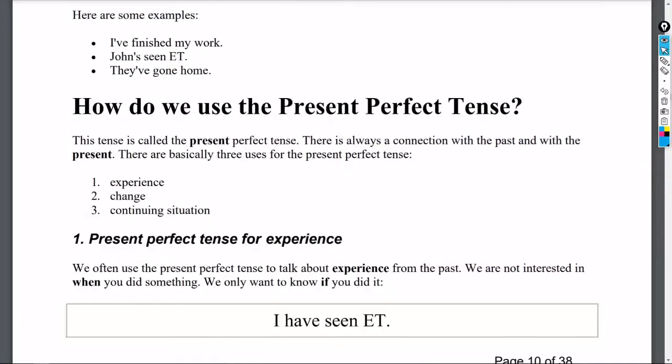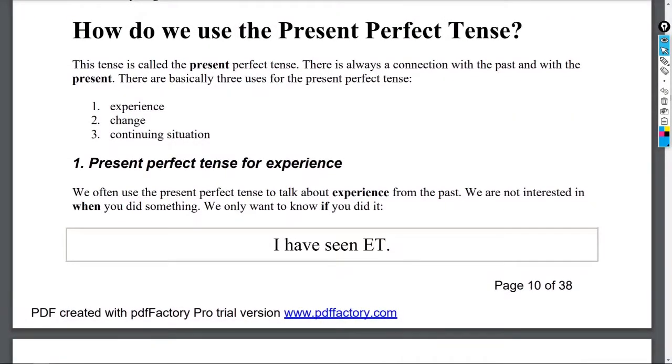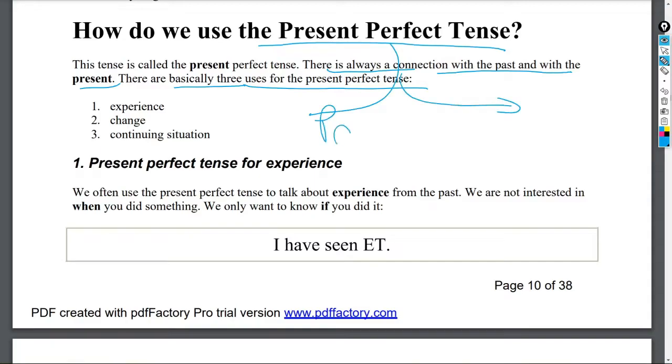There you go. So this quite important part is the present perfect tense, the application of the present perfect tense. This tense is called the present perfect tense. There is always a connection with the past and with the present. There are basically three uses for the present perfect tense. When I'm talking about the present perfect tense, it is related to both the past and the present. Now, how is it so?